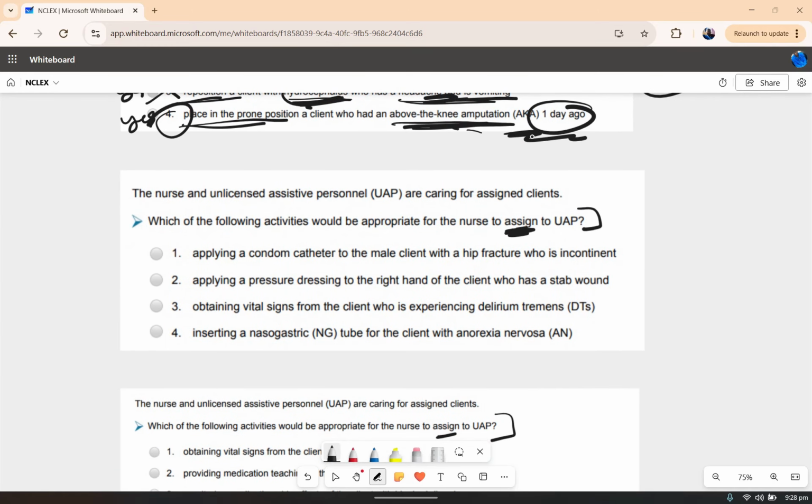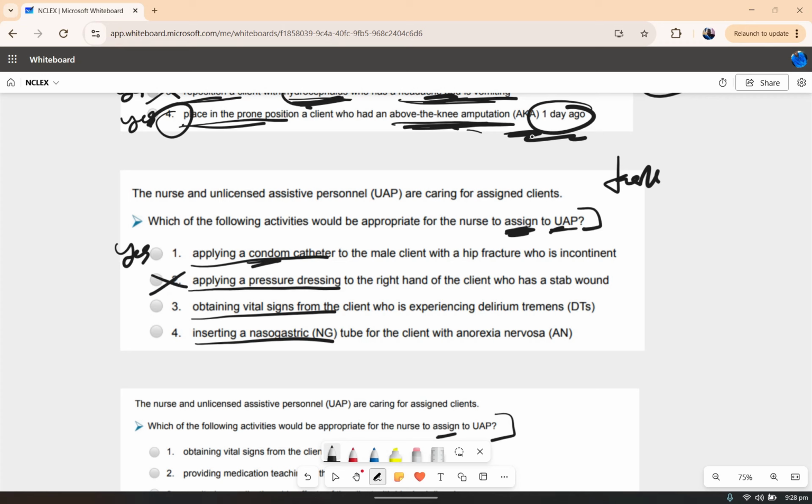Now this is also an assignment, you can see right there, and then we are dealing with the UAP. So apply condom catheter, apply pressure dressing, obtain vital sign, insert NG tube. That is the task. Now, can they apply condom catheter? Obviously, yes. Apply pressure dressing? No. UAP don't do wound dressing, right? So out. Now, obtain vital sign. They can definitely do that. Insert NG tube is an invasive procedure, they cannot do that. So we are left with 1 and 3.